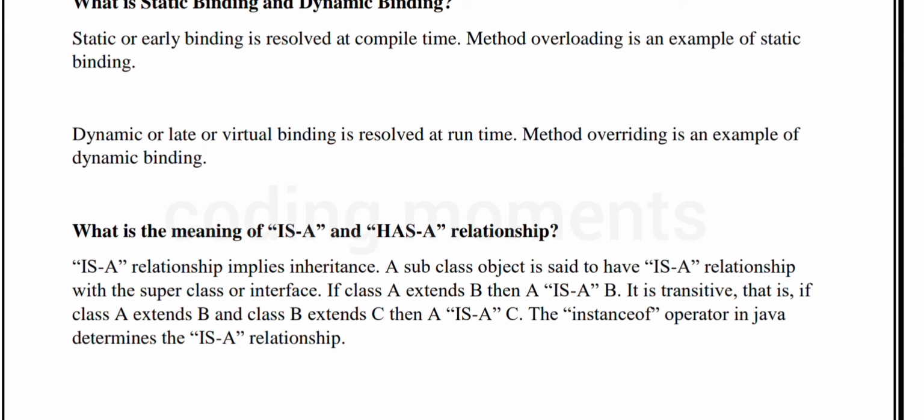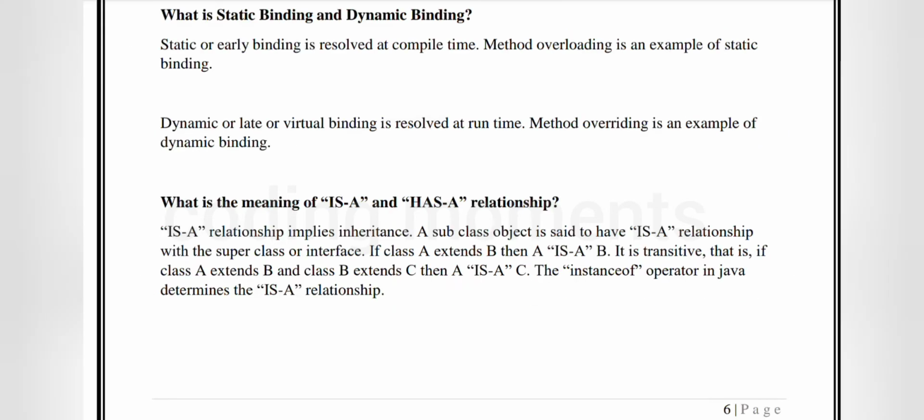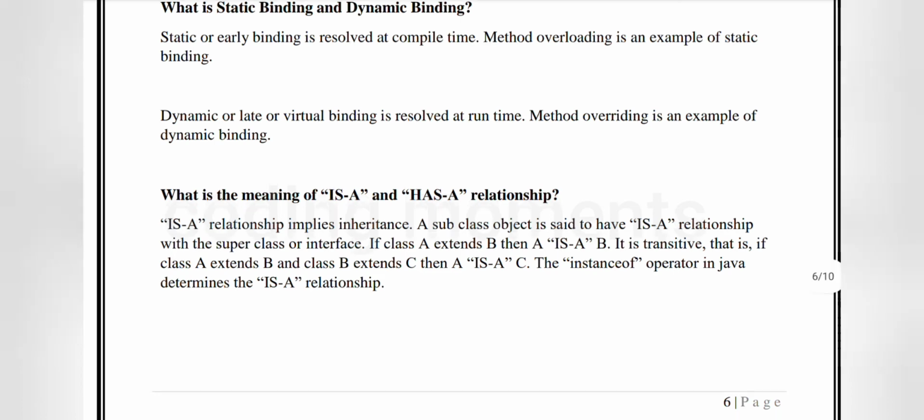What is the meaning of is a and has a relationship? Is a relationship implies inheritance. A subclass object is said to have is a relationship with the superclass or interface. If class A extends B, then A is B. It is transitive. That is, if class A extends B and class B extends C, then A is C. The instance of operator in Java determines the is a relationship.